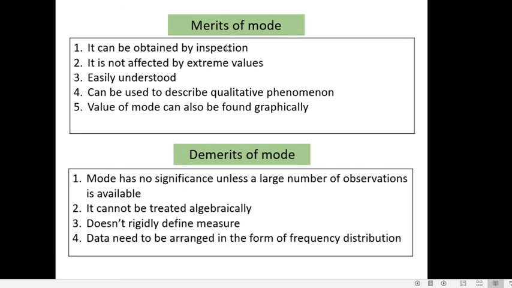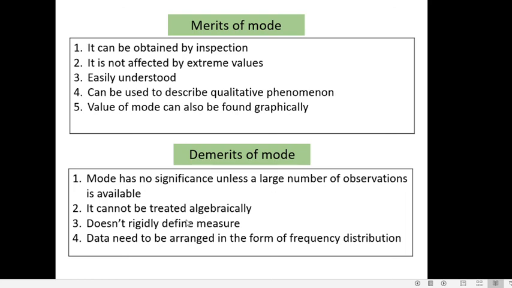Then the merits of mode. Mode is the most repeated value. It can be obtained by inspection. It is not affected by extreme values, just like median. Whatever the extremes, median will be the middle value and mode will be the most repeated value. So extreme values don't have any effect on median or mode, but they affect the mean value. Mode is easily understood. It can be used to describe qualitative phenomena, and the value of mode can also be found graphically. The demerits are, mode has no significance unless a large number of observations is available.